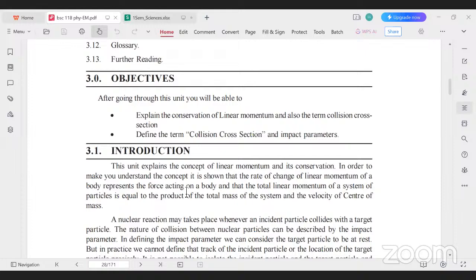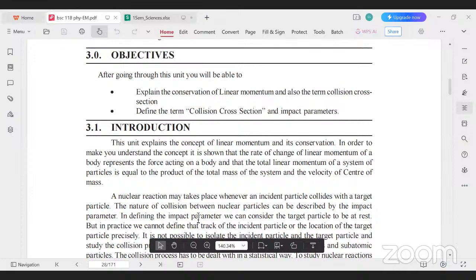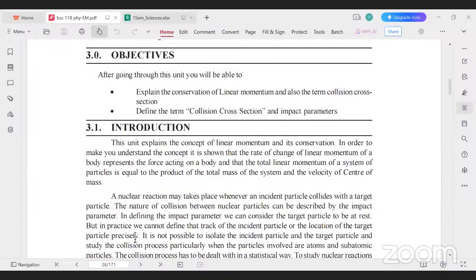A nuclear reaction may take place whenever an incident particle collides with a target particle. The nature of collision between nuclear particles can be described by the impact parameters. Impact parameter means the factor which is happening there. In that collision, the impact is more, and that is why the collision takes place.